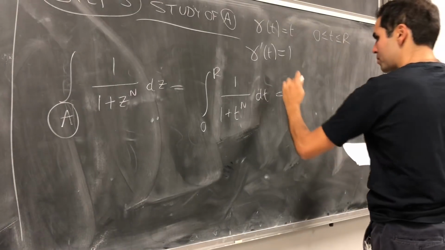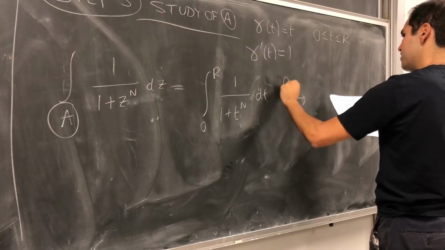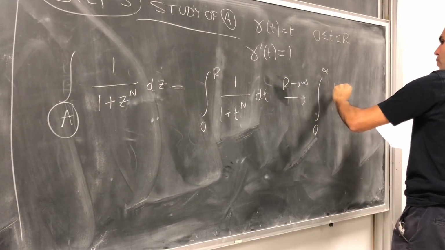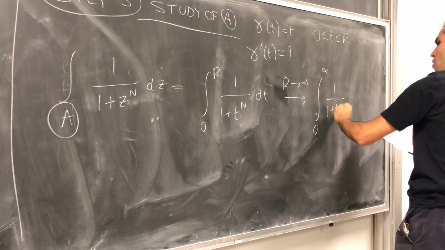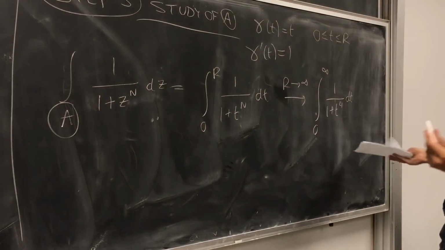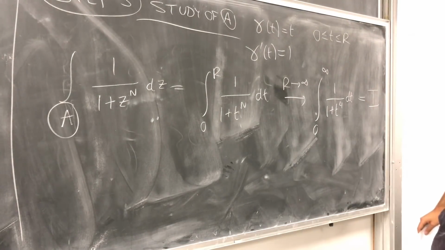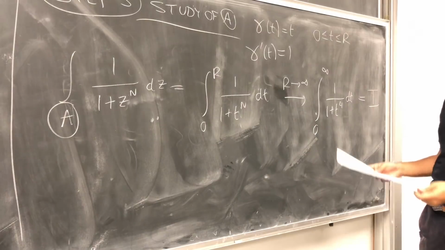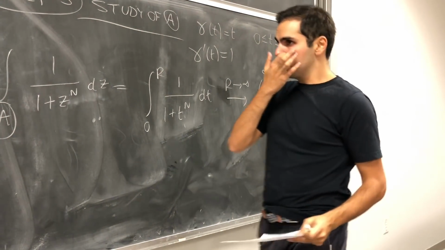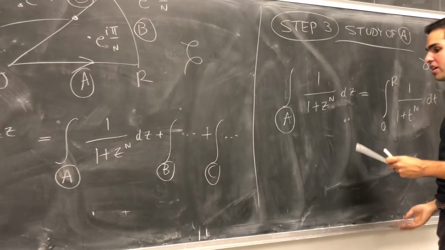And then the nice thing is, if you let r go to infinity, this becomes precisely what we want, namely the integral of 1 over 1 plus t to the 4th dt, where t is real. And let's just call that I, because you'll see later we want to solve an equation involving I, which is good. So we found our first path, and now let's study B.